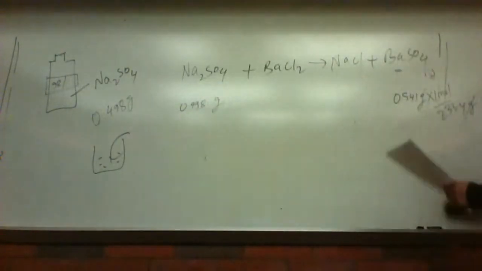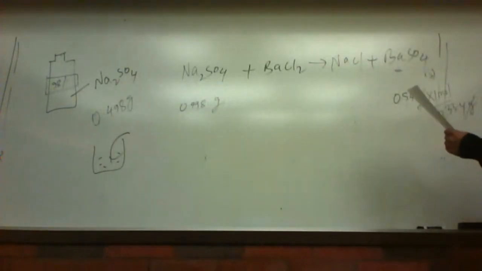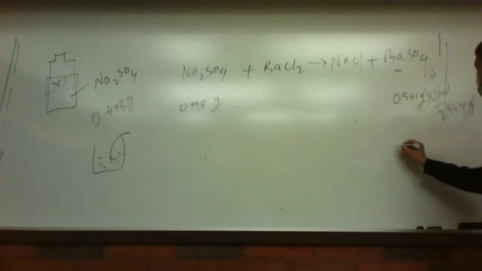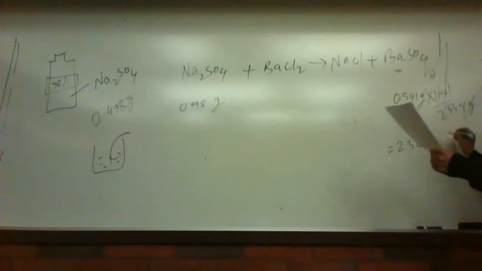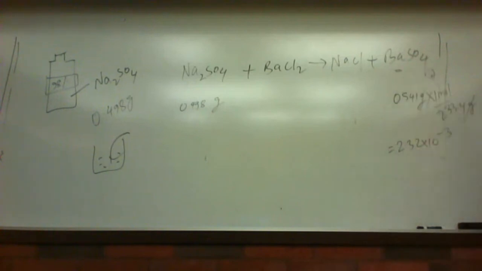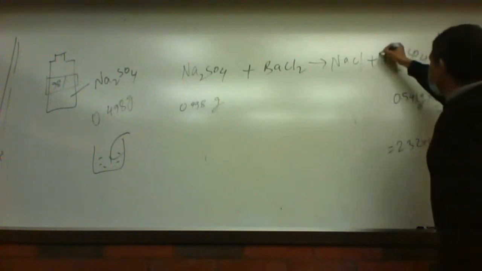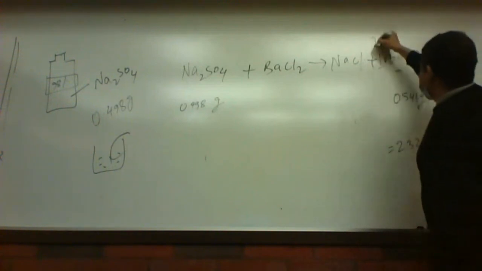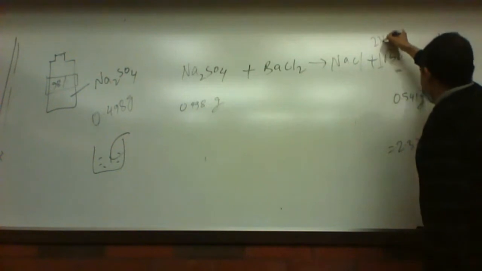So how many moles is this? Let's calculate: 0.541 divided by that gives me the barium sulfate, which is 2.32 times 10 to the power minus 3. So that many moles. Make sense? I put that number here. That many moles I make.